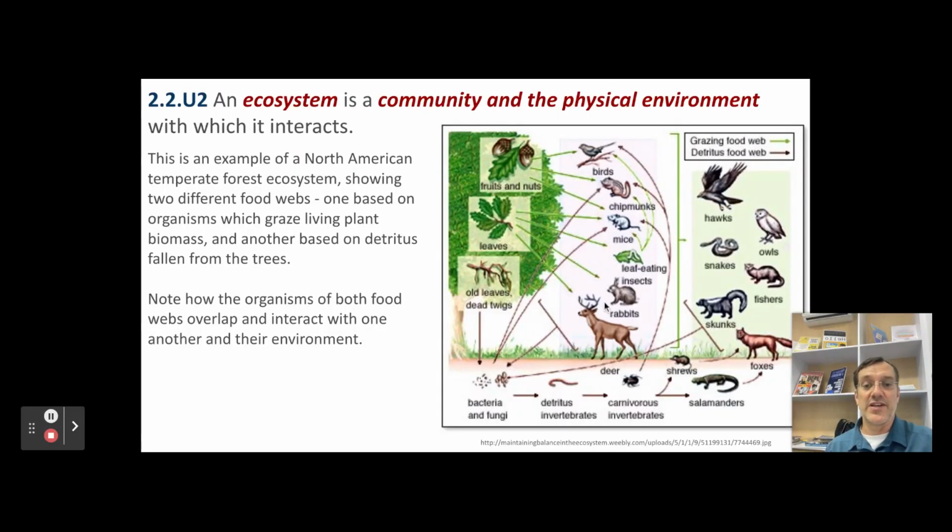And so here you can see in the ecosystem, we have the physical environment, the soil matrix with all of its mineral matter. We also have a range of different organisms, both plant and animal, interacting with one another. So this is an ecosystem in which communities of organisms interact with one another and with the physical environment.